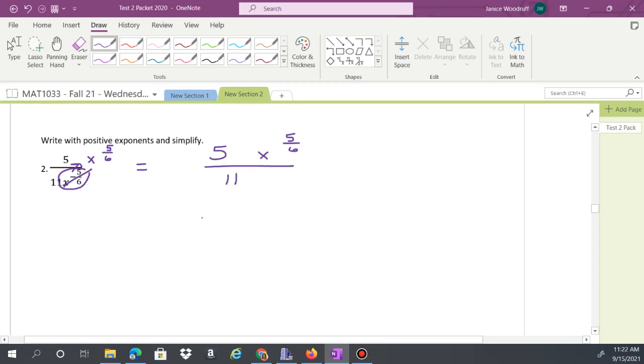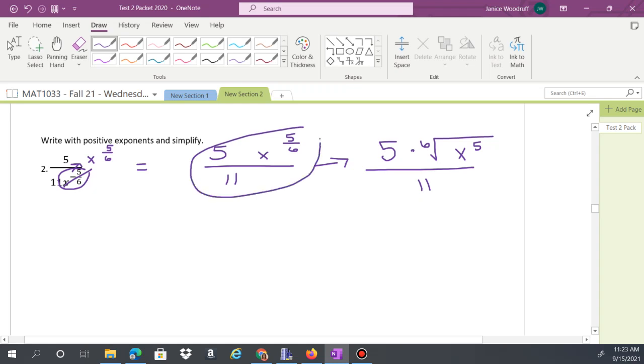It says to simplify. Can we simplify any further from that? I don't think we can with 5 over 11. It doesn't say to put it in radical form. If it wanted you to, you could do 5 and then times x, and then the top would be 5 on the inside, bottom outside, all over 11. If it wanted in radical form, but I think just with this one, positive exponents and simplify, you're going to leave it like that. So that's rational form. And then this is radical form.